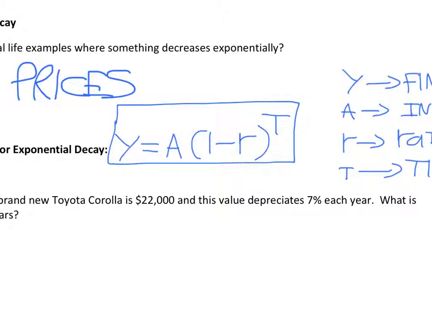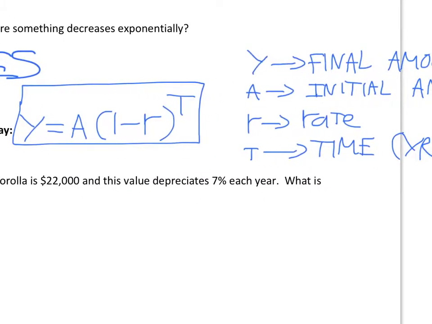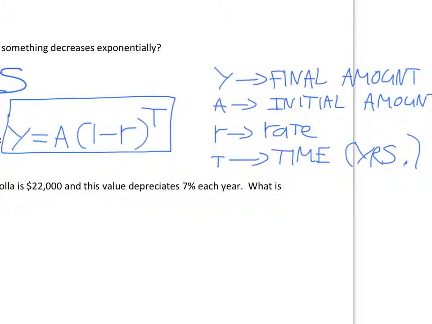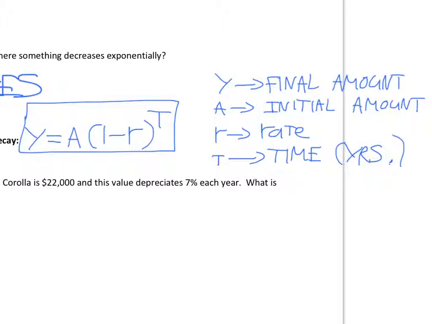So after you take down this equation, y is going to be the final amount. Let's make this a little bit smaller. All right, now you can see it. y is the final amount, A is the initial amount. Now the final amount, y, should be less than the initial amount because the values are going down. r is the rate and t is the time in years. So let's refer to this formula and do number one.